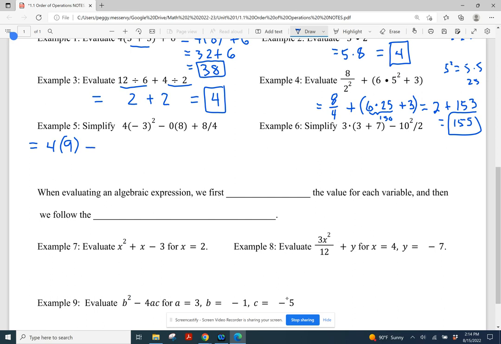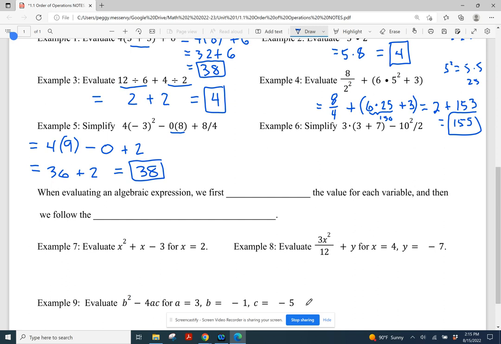Then we're going to have 0 times 8, which is 0. And out here on the back, we're going to have 8 divided by 4, which is 2. All right. 4 times 9 is 36. The 0 will disappear because 36 plus 0 is still 36, but we have to add a 2 to that 36. So our answer becomes 38. Another 38.